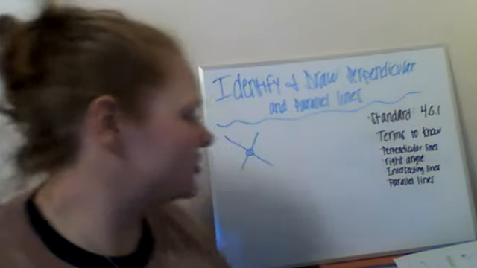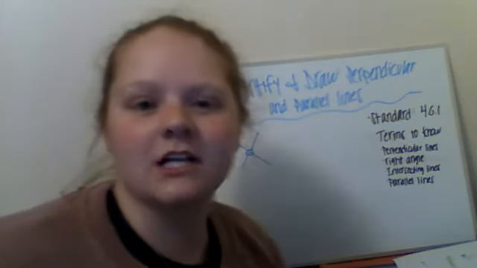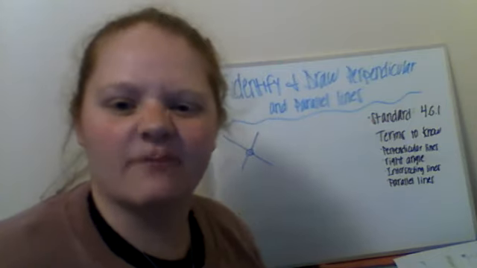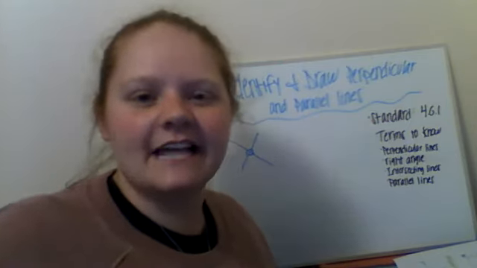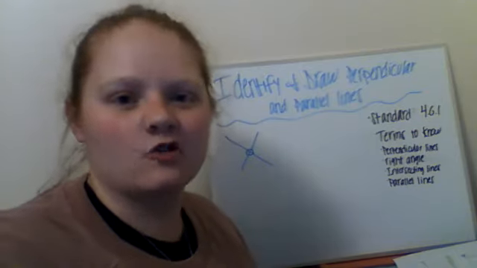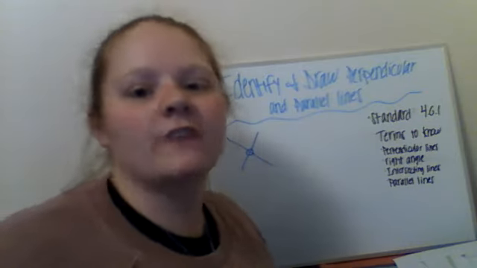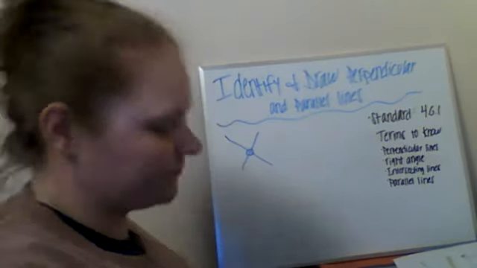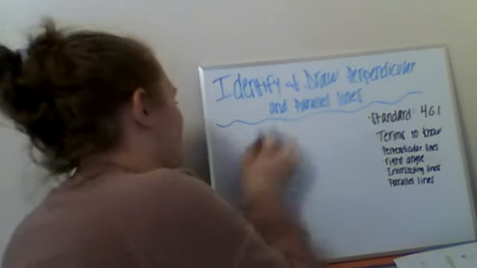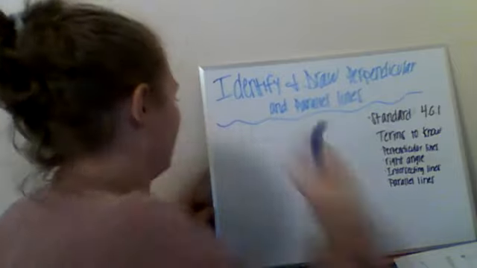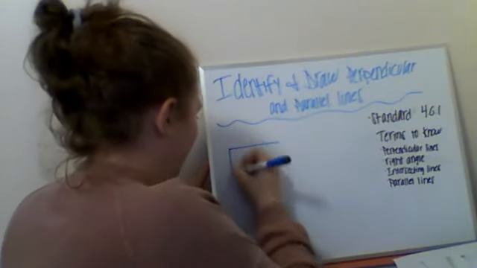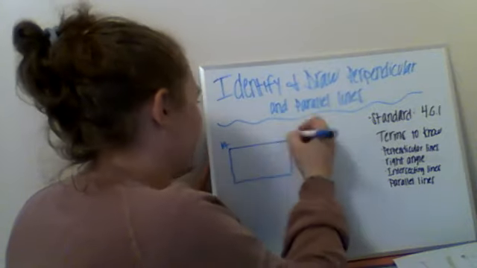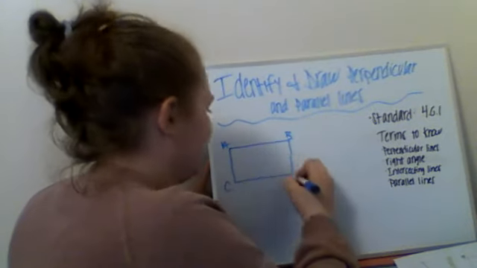All right, so now that we have a feel of what perpendicular lines are, and an example of what a perpendicular line is and one that is not, let's look at a figure to find some examples of perpendicular lines inside of a figure. So if I was to draw a rectangle on my board, I'm going to label my rectangle A, B, C, and D.